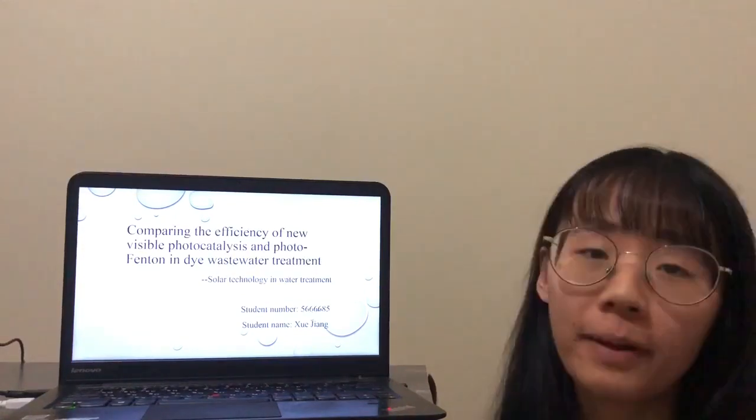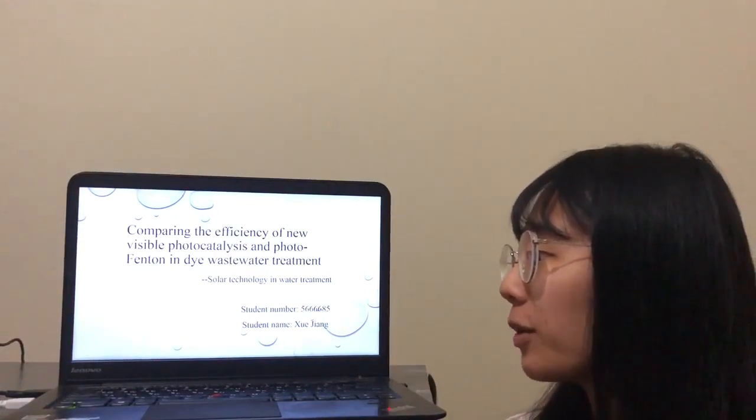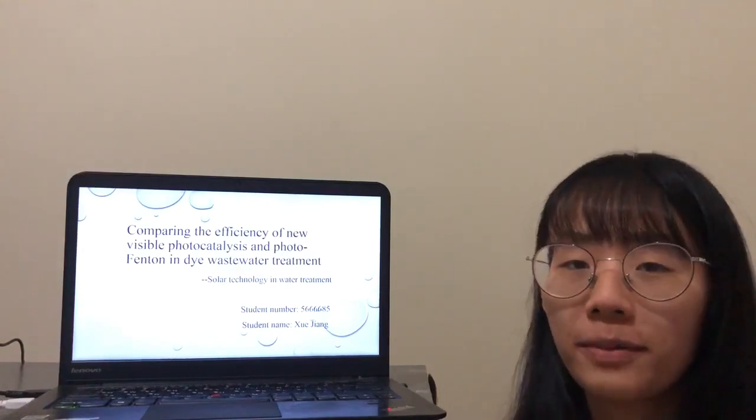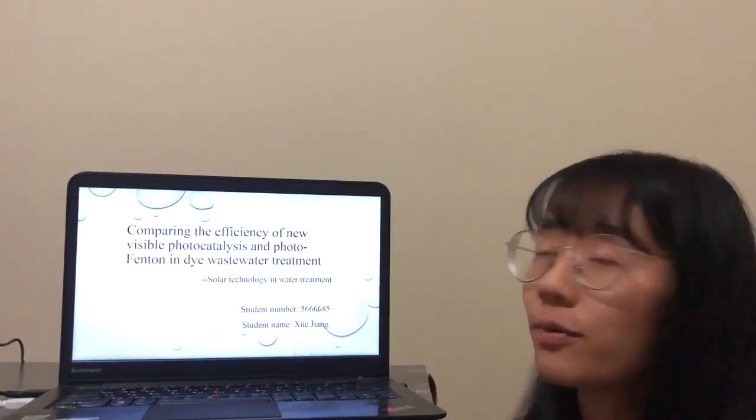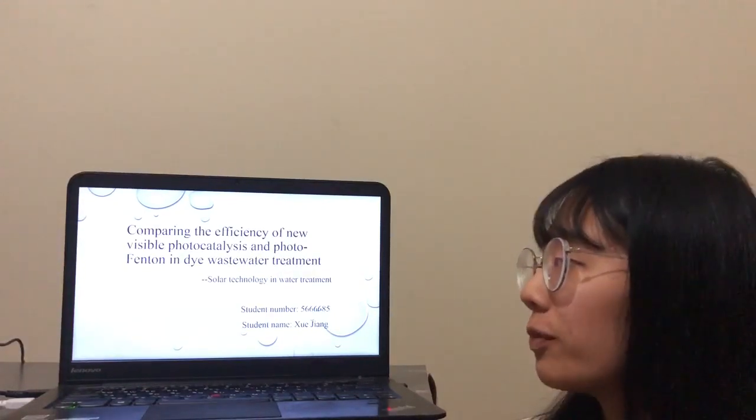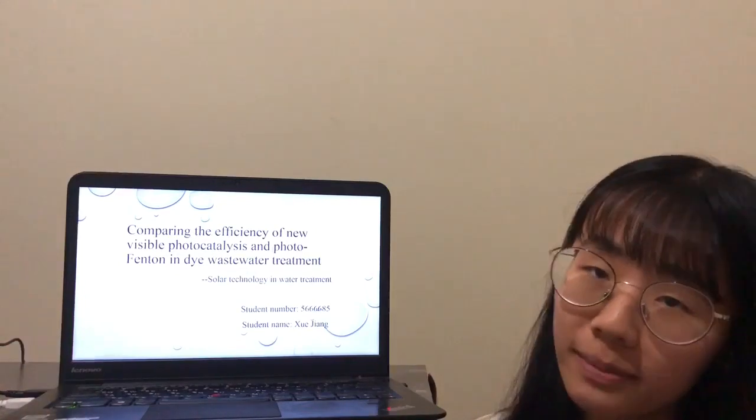For my major, my problem field is solar technology in water treatment. After doing some research, I determined my problem is comparing the efficiency of new visible light photocatalysis and the photo-Fenton process in dye wastewater treatment.